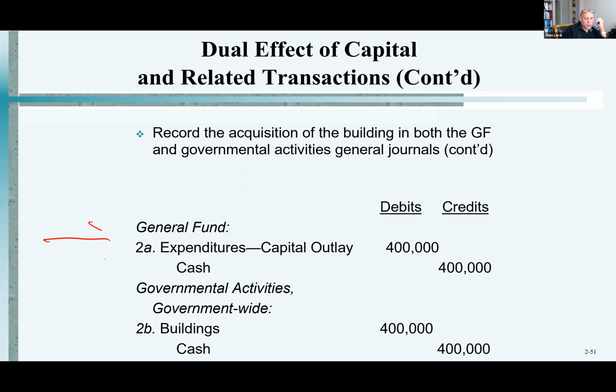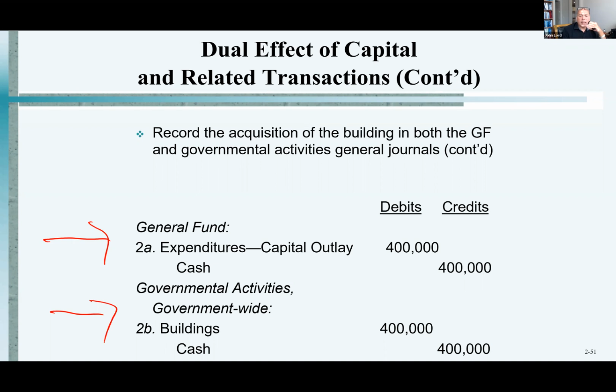I put this slide in here just so you can see this dual effect thing, okay? Just so you can see how the same transaction, purchasing of equipment, would be treated differently if it was in, say, the general fund versus being reported for a governmental activities column at the government-wide level. So money spent on a building is treated as an expenditure at the governmental fund level, and then would be treated as an asset, a long-term asset, at the government-wide level.